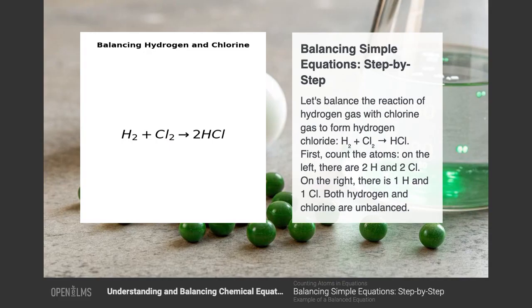Balancing simple equations, step by step. Let's balance the reaction of hydrogen gas with chlorine gas to form hydrogen chloride, H2 plus Cl2 yields HCl. First, count the atoms. On the left, there are 2H and 2Cl. On the right, there is 1H and 1Cl. Both hydrogen and chlorine are unbalanced.